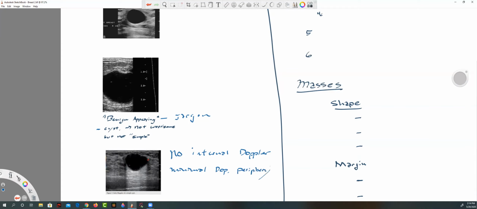Minimal Doppler. So this person just had one little spot of Doppler there. So this is not a concern at all. If there was Doppler surrounding it and increased hyperemia surrounding it, that would be a bit of a concern.